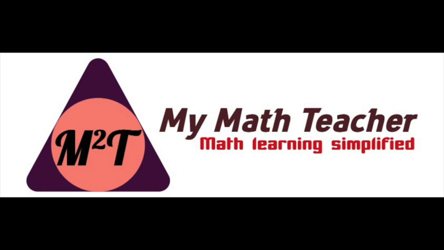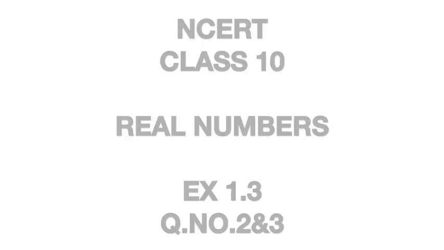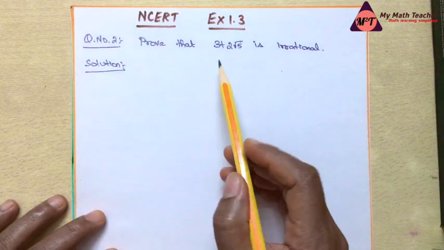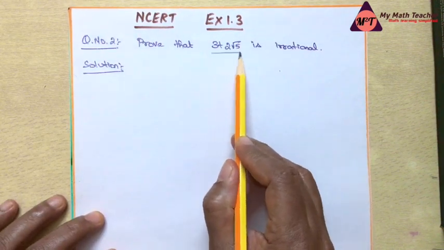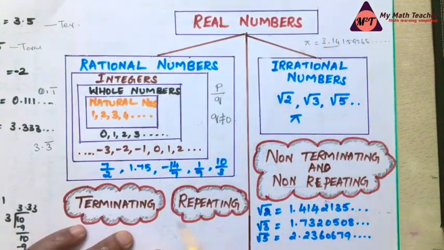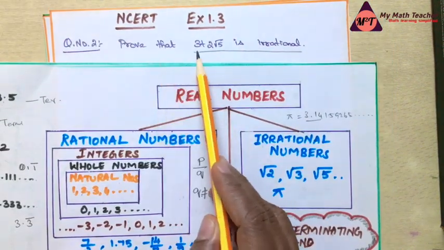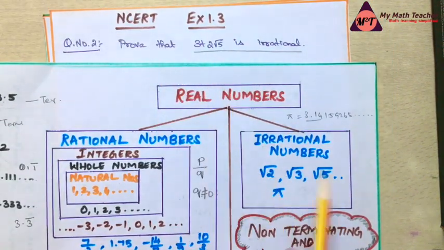In this video, I am going to solve question number 2 and 3 from exercise 1.3. This is for class 10 students from the NCERT syllabus. The question here is, prove that 3 plus 2 root 5 is irrational. You must have noticed this. In my previous video itself, I have explained everything in detail. Now the question is about proving that 3 plus 2 root 5 is irrational.